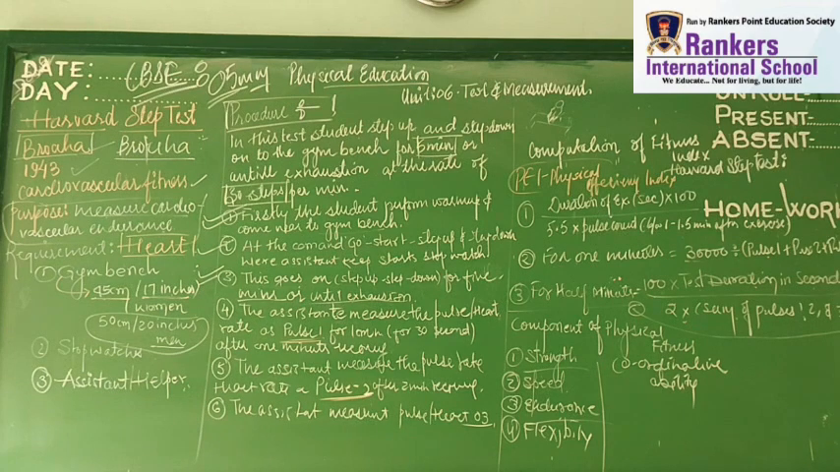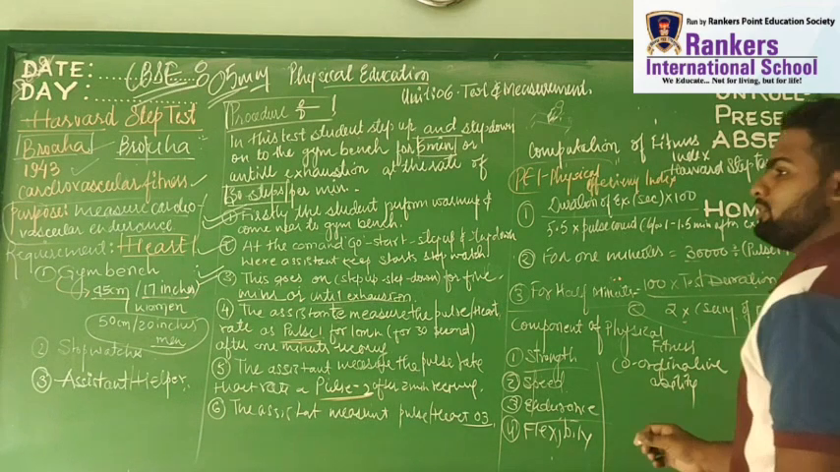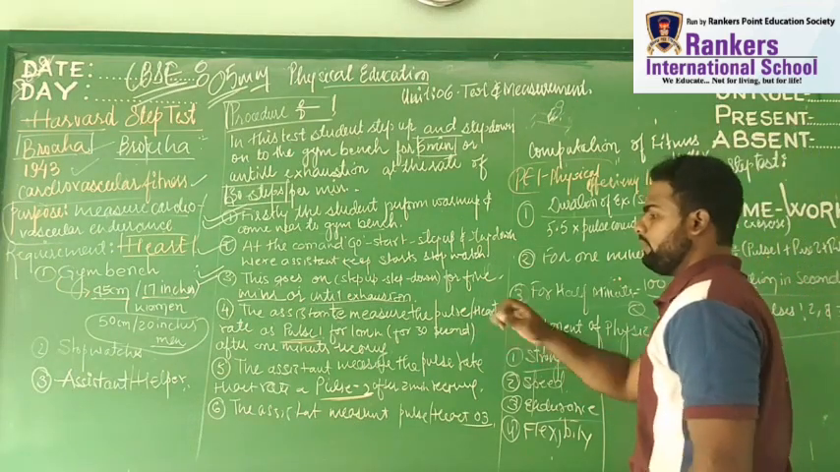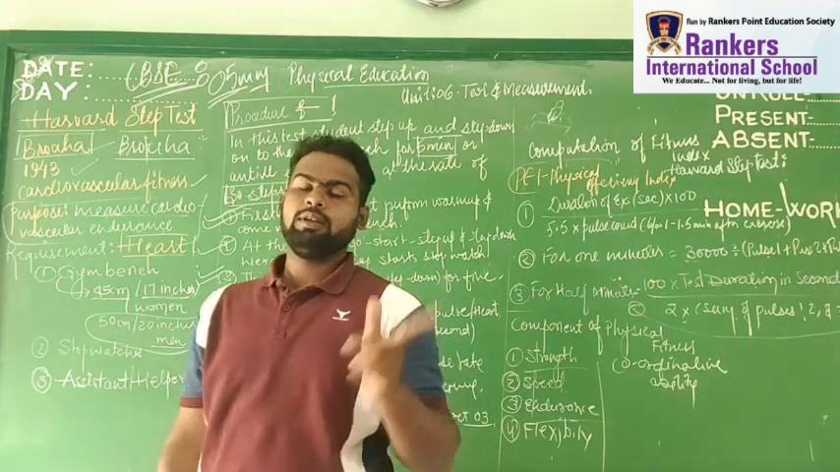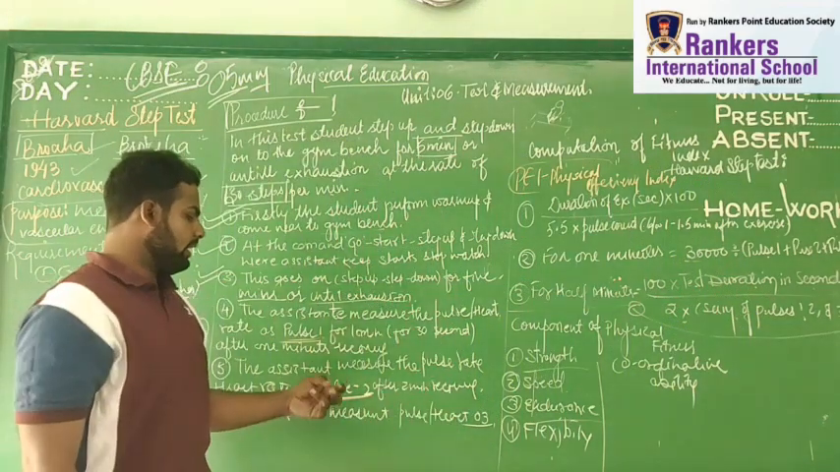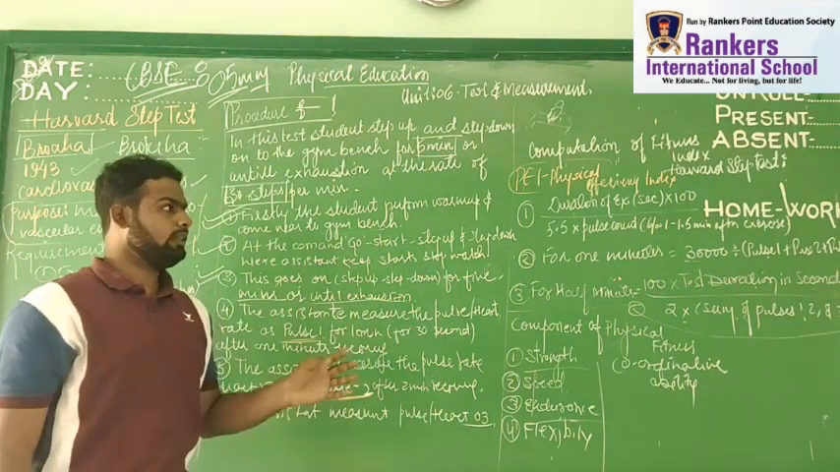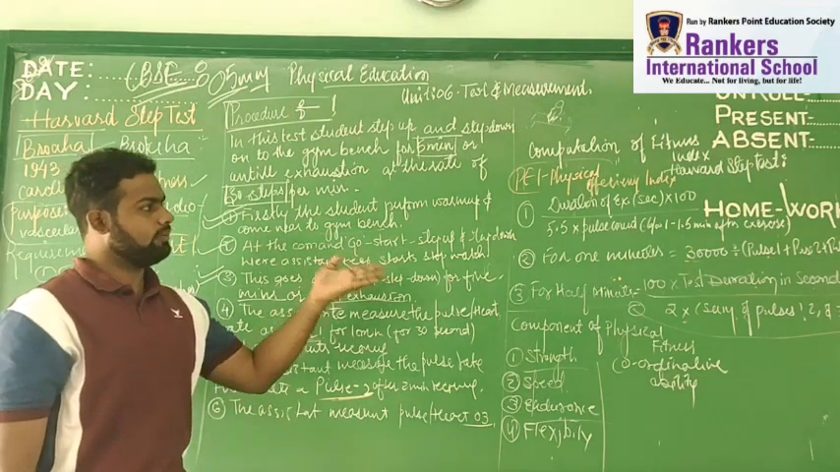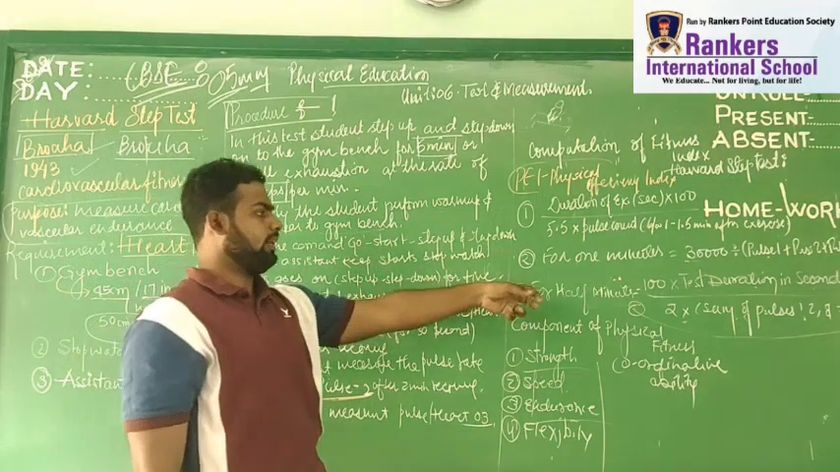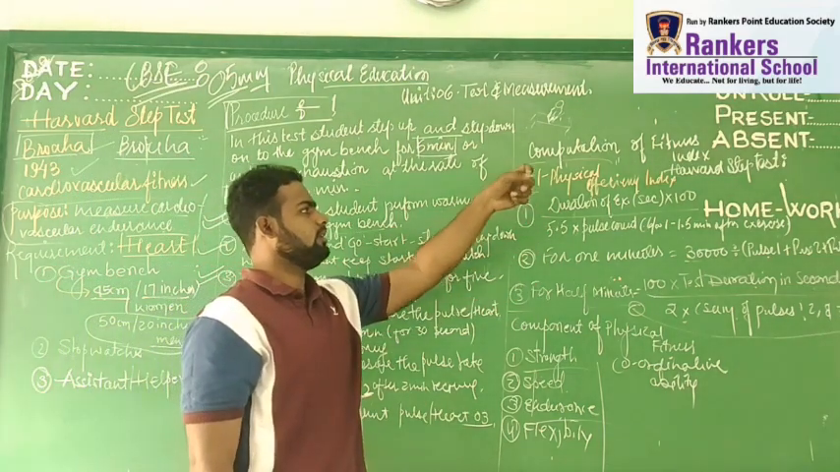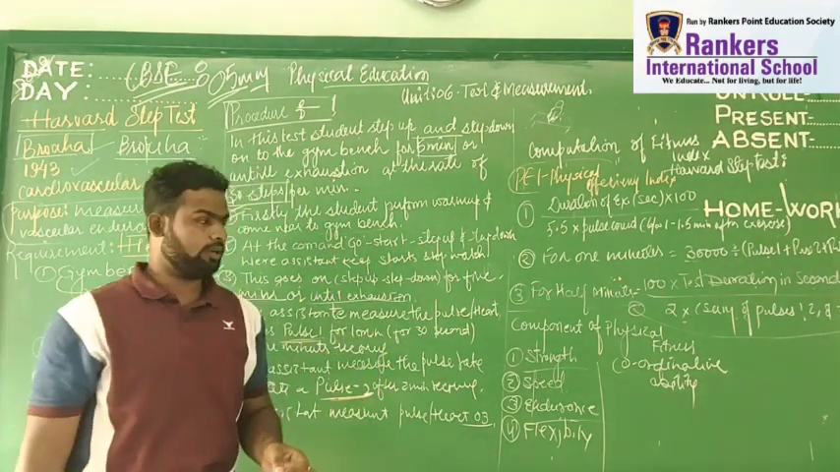Now we have to measure the pulse 3 times. The student will start, and after 1 or 1.5 minutes, we measure the pulse, and we call it pulse 1. Again, we have to take pulse 2. In the same way, then we have to calculate the fitness index. These are 3 formulas. With the help of that, we can calculate the physical efficiency index of an individual.